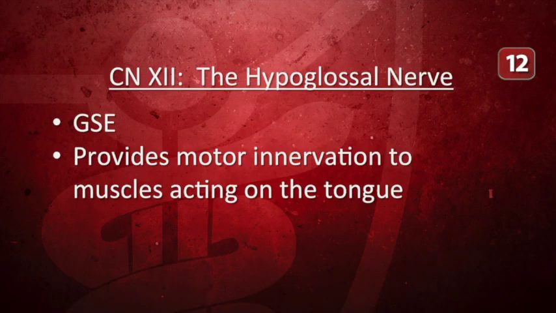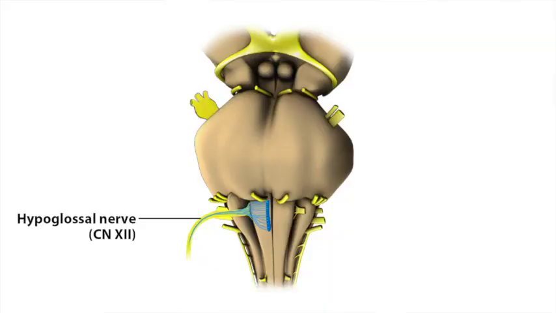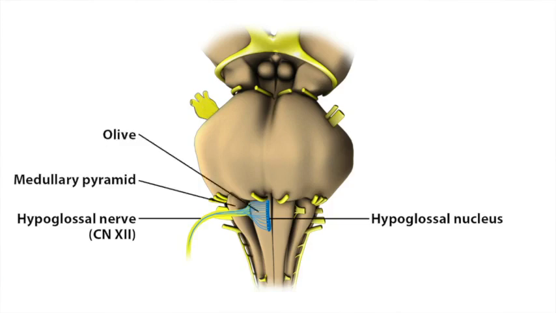Cranial nerve 12, the hypoglossal nerve. The hypoglossal nerve's sole modality is general somatic efferent. It provides motor innervation to muscles acting on the tongue. The cell bodies of the hypoglossal nerve are found in the hypoglossal nucleus in the medulla. Axons from these cell bodies emerge from the sulcus between the olive and the medullary pyramid as a series of rootlets that combine to form the hypoglossal nerve.